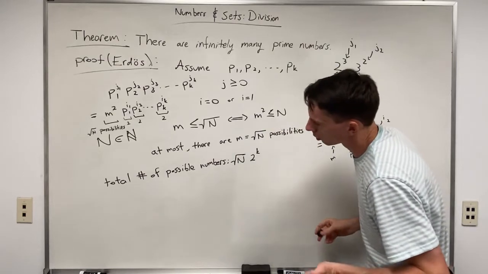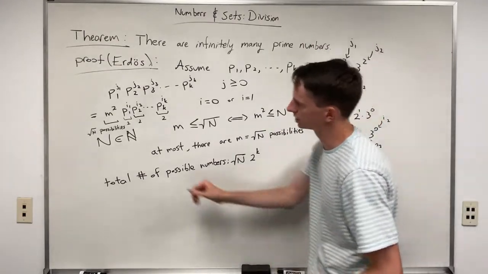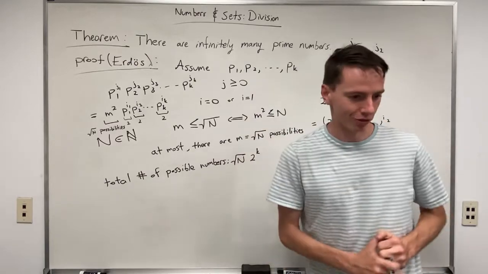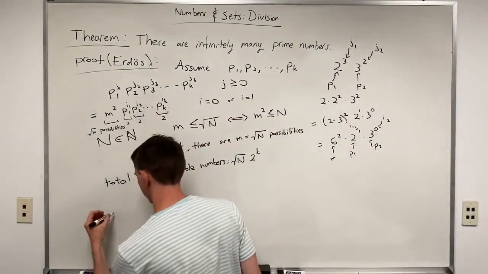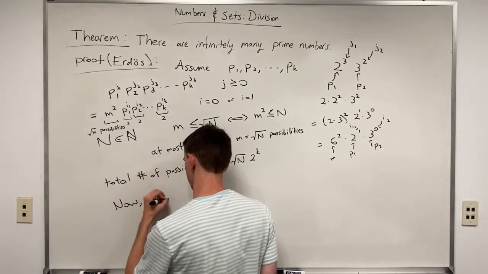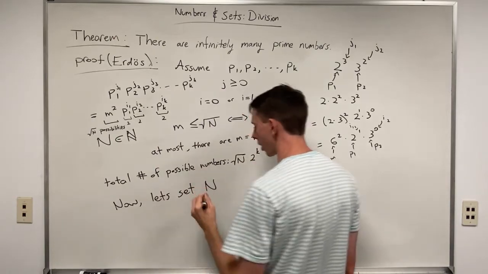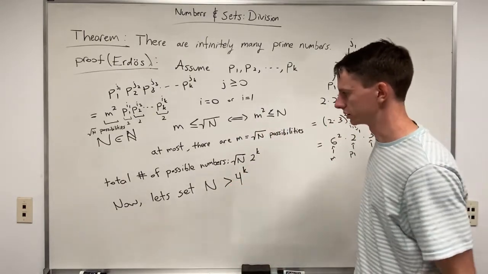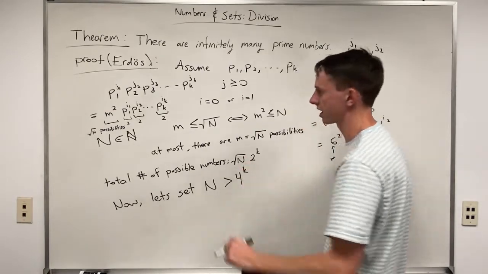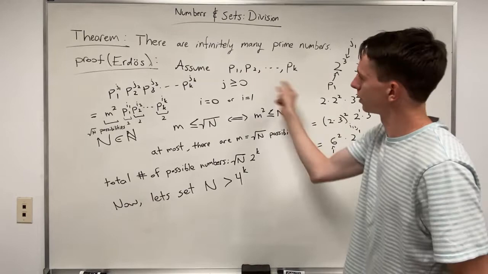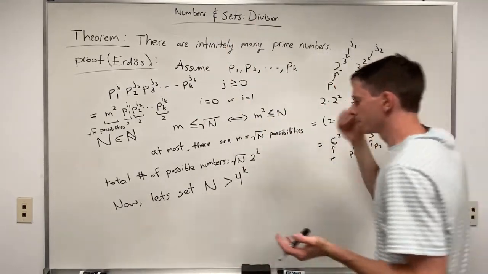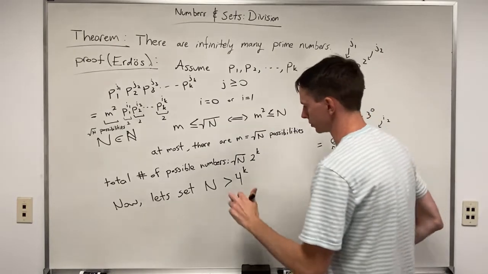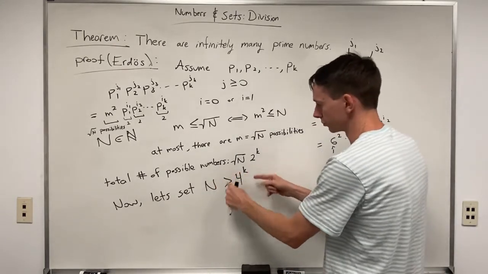Now, because we kind of just set this n to be some natural number, we can pick it to be larger than a very convenient threshold. So let's set our natural number n to be greater than 4 raised to the kth power, like this. So whatever our natural number is, it has to be greater than 4 to the k, where again, k is the supposed finite number of prime numbers that we have. And when we do this, this constraint is going to relate right here.